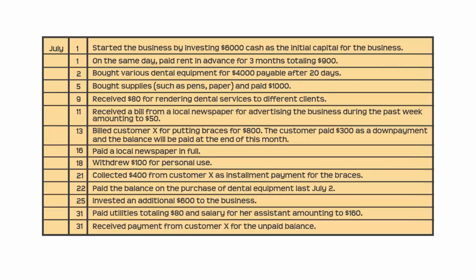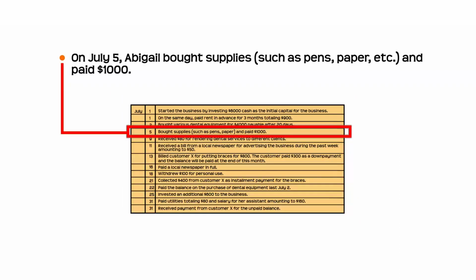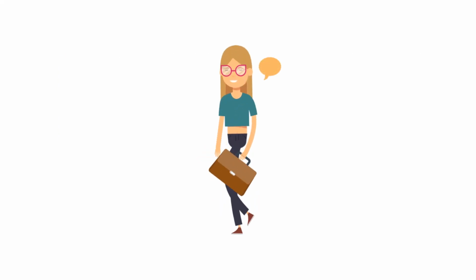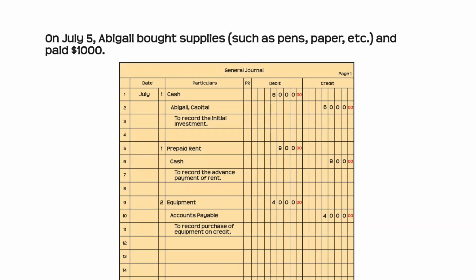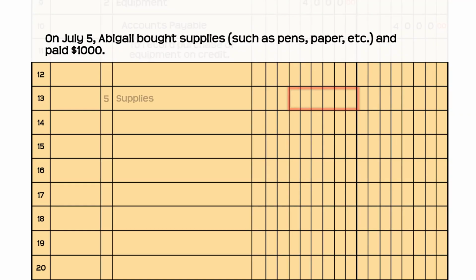On July 5, Abigail bought supplies such as pens and paper and paid $1,000. This time, Abigail used cash to purchase supplies. Supplies account will be used on the debit side. Then, credit cash to reduce the account since it was used to purchase supplies. Again, the explanation part.